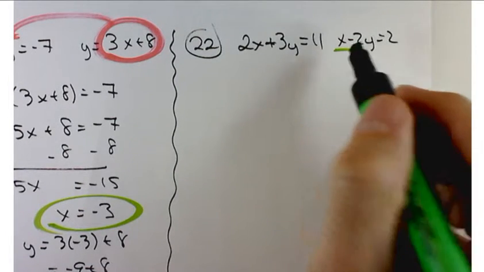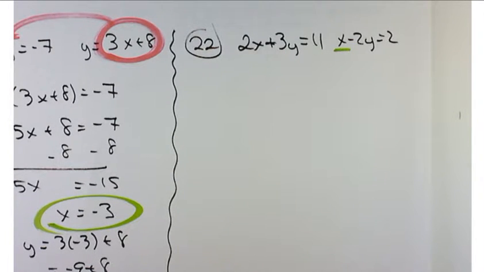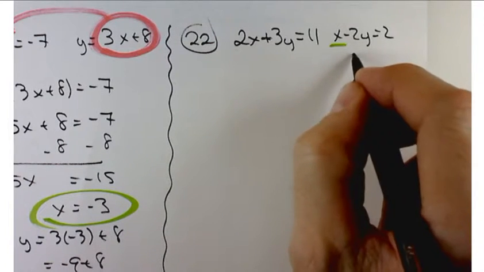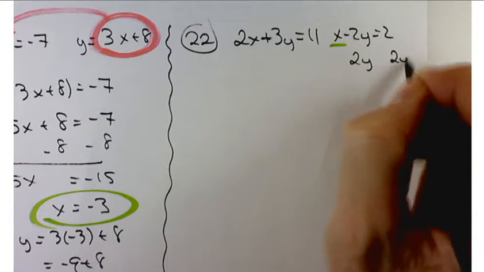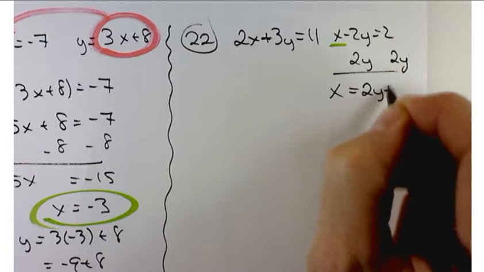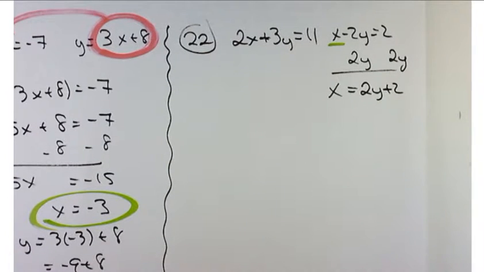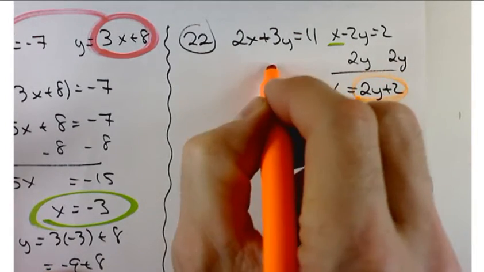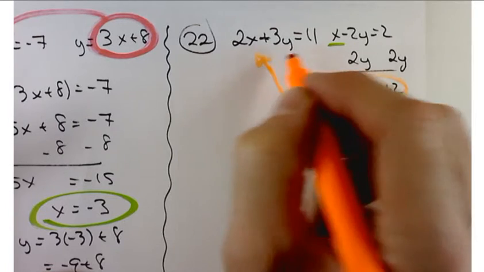If you look here, x is almost by itself, has a coefficient of 1. So if we add 2y to both sides, I get x equals 2y plus 2. Great. And now you can substitute that into the other equation. So let's take that and plug it in here for x.